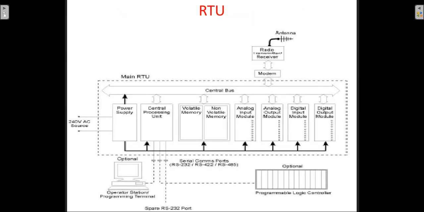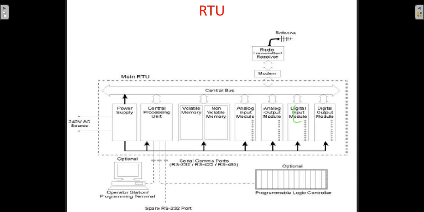Now if you look at this diagram, it will give you an idea about what exactly your RTU is. You have got the power supply, the central processing unit, and the different kinds of memories here. You have got the analog input module, analog output module, digital input module, digital output module, and the bus system. I am not going into any details here, because after having gone through your microcontroller system, you know everything about what this means.